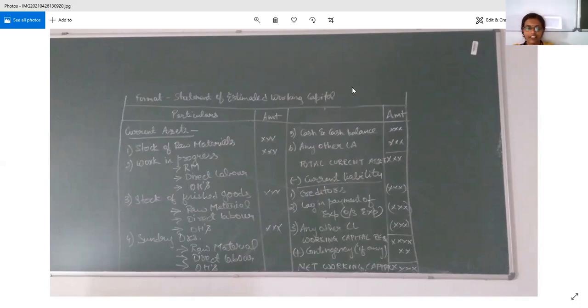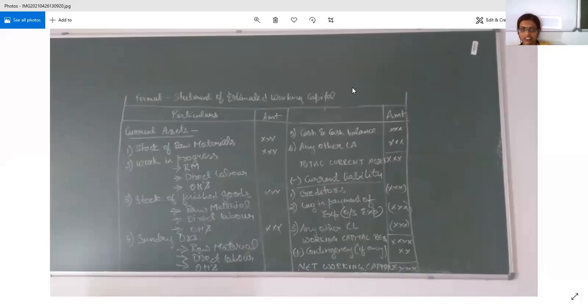If you look into the format, as we have seen, the estimation of working capital goes with the formula current assets minus current liabilities. That is what we are going to do here. Mostly the problems we are going to solve are from the point of view of either a trading concern or a manufacturing concern, where we estimate the working capital requirement. So firstly, we will write down the current assets that a company has, beginning with the stock of raw materials. When I write the stock of raw materials, I will include only the material cost.